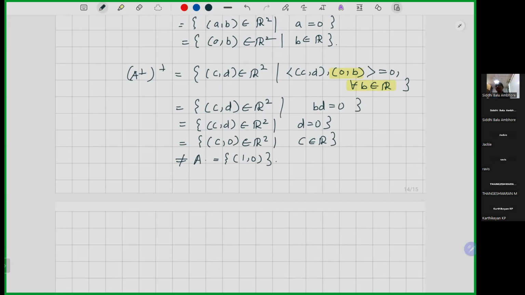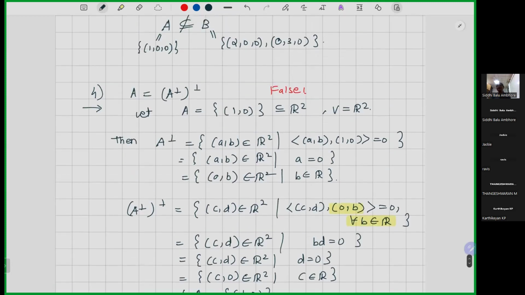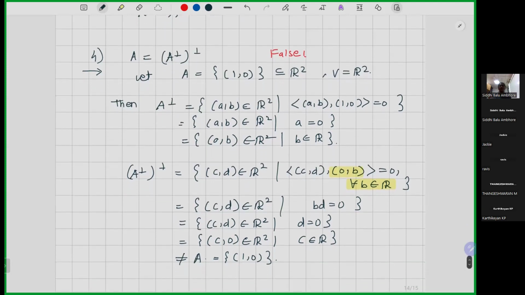Any doubts here? This is a counter example for this thing. And we will go back to that complement, the converse true for vector subspaces, in just a minute. But this is understandable, right? That A need not be equal to A perp perp, that is, the orthogonal complement of the orthogonal complement of A.